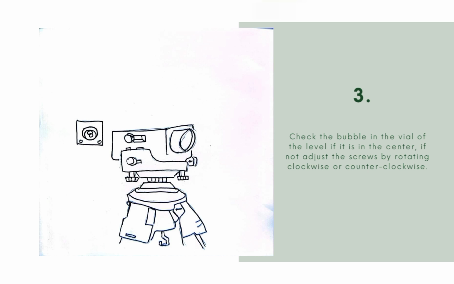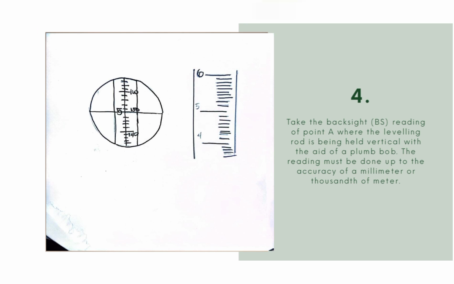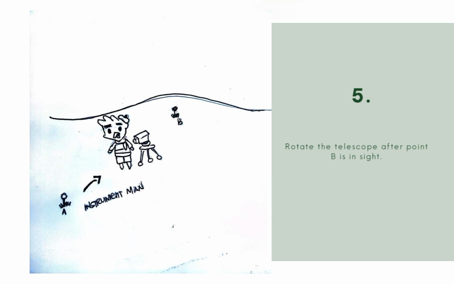Number 3. Check the bubble in the vial of the level if it is in the center. If not, adjust the screws by rotating clockwise or counterclockwise. Number 4. Take the backsight reading of point A, where the leveling rod is being held vertical with the aid of a plumb bob. The reading must be done up to the accuracy of a millimeter or thousandths of a meter. Number 5. Rotate the telescope after point B is in sight.